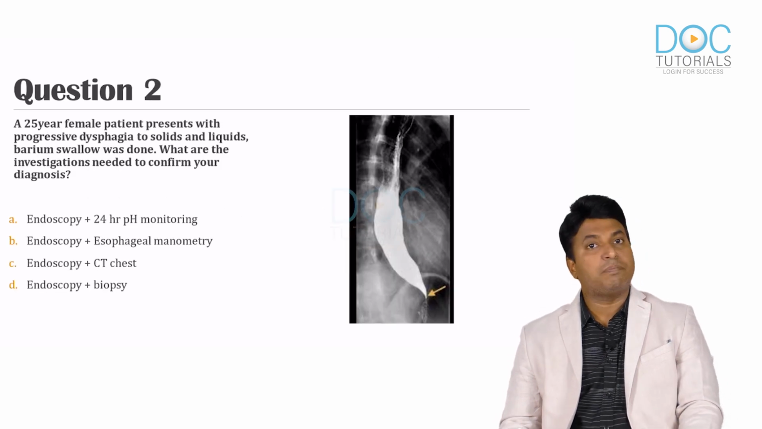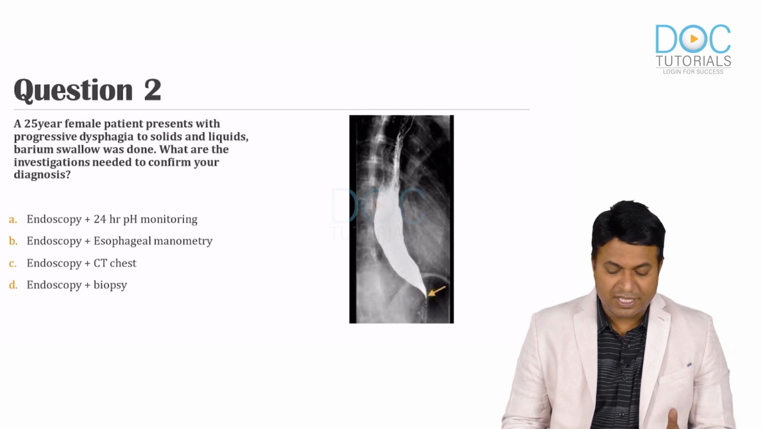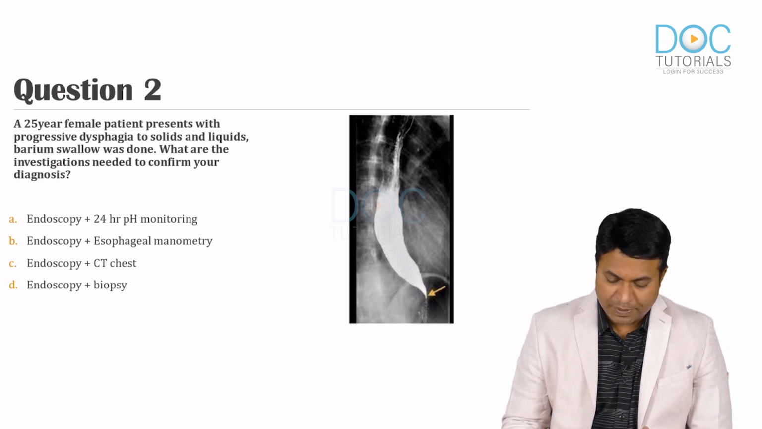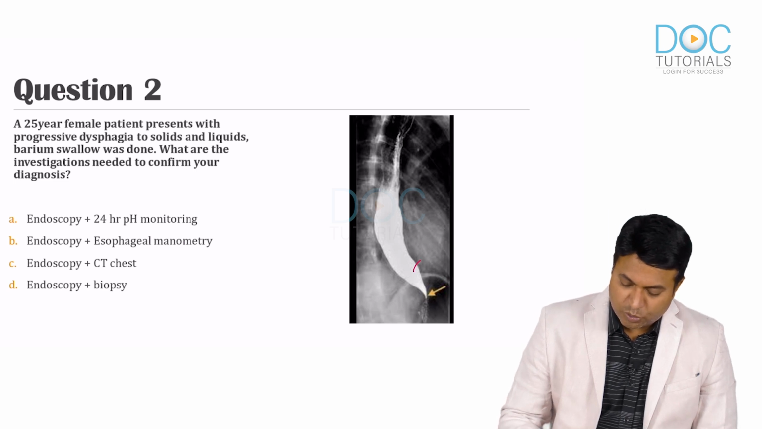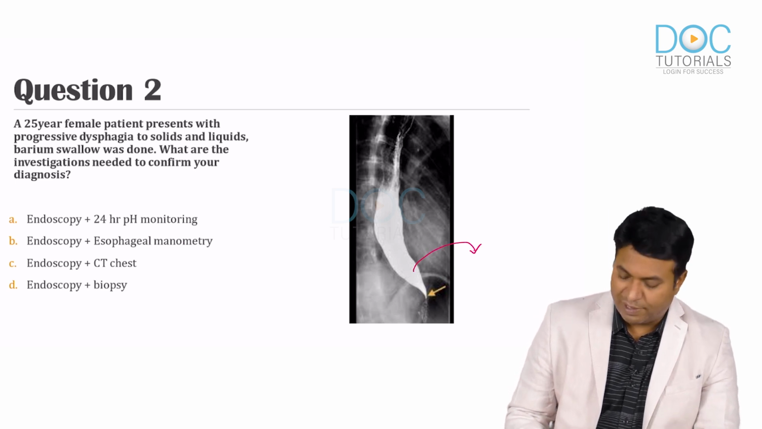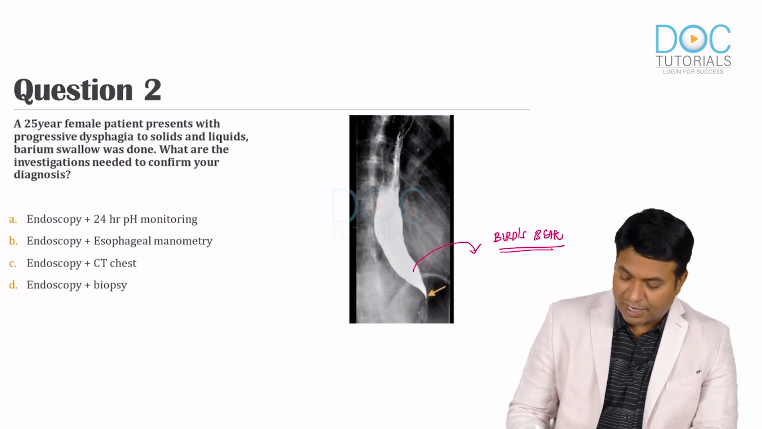Next simple question: a 25-year female presents with history of progressive dysphagia for solids and liquids. Barium swallow was done. The investigation shows this finding. What is this? You all know very well, this is a bird's beak appearance. You are seeing this in a barium swallow. But this is achalasia cardia.